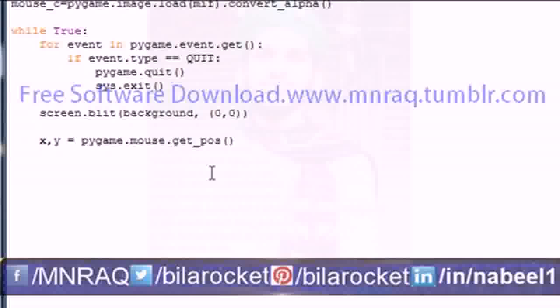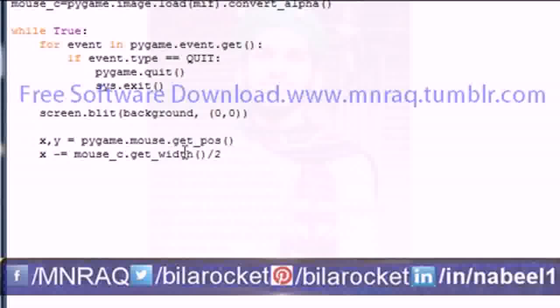This gives us an X and Y variable that we can use to position the mouse. We want it so that wherever our cursor is, that's where the X is, and the same thing for Y. So take your X variable and set it minus equal to mouse_C, or whatever you named your image up here, dot get_width, divided by 2. And I'll tell you why this is.